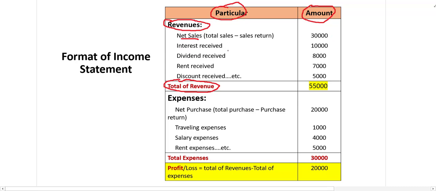Next one is, for example, we receive interest. Interest received, suppose 10,000. Dividend received, suppose 8,000. Rent received, suppose 7,000. Discount received, suppose 5,000, etc. If you have several incomes, please mention all of those incomes, right? Suppose 30,000 plus 10,000 plus this. Suppose the total becomes equal to how much? 55,000. So 55,000 in this case becomes our total income.